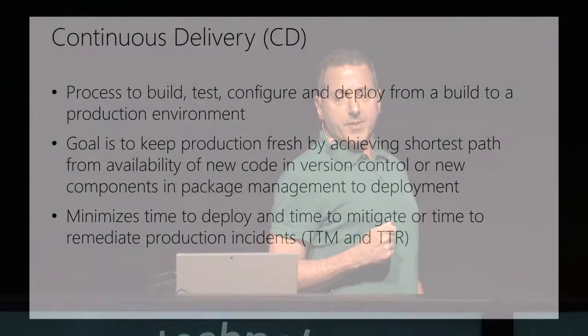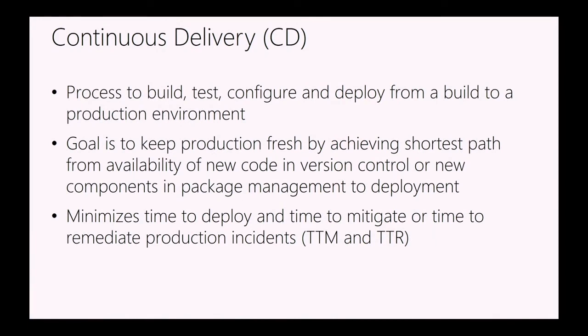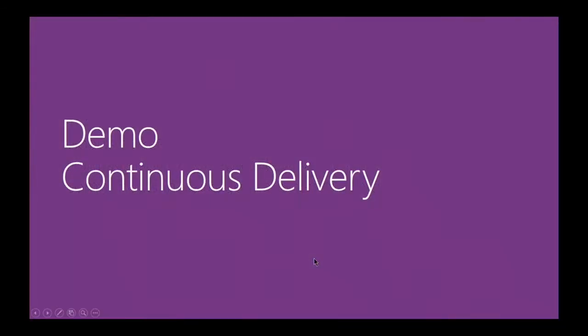And the goal is to achieve the shortest path from the availability of new code sitting in version control to actually being able to package this thing up and deploy it. So you minimize the time to deploy, you minimize the time to mitigate, and the time to remediate. So it turns out there's a bug, there's a button that's mislabeled, or there's a line of code that calculates something wrong. Somebody makes the change, checks in, build, deploy, all very rapidly. Okay, so let's go see about continuous delivery.